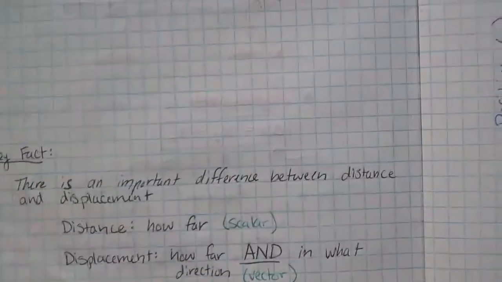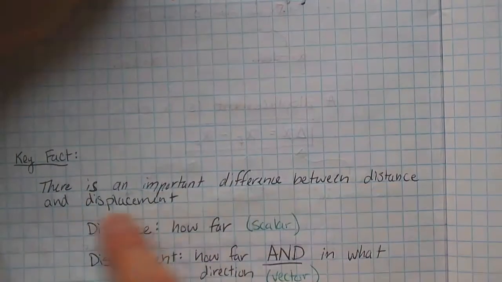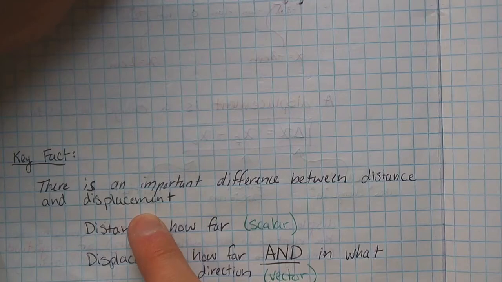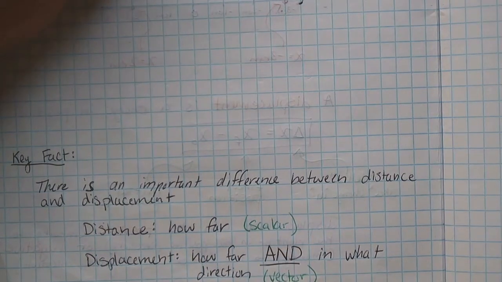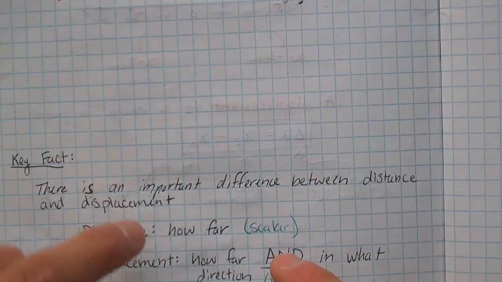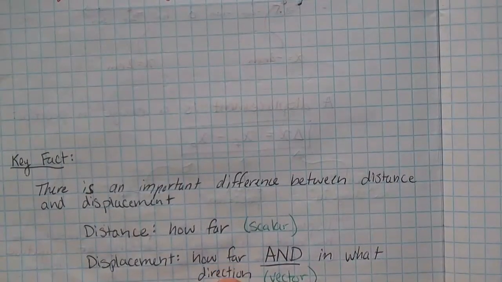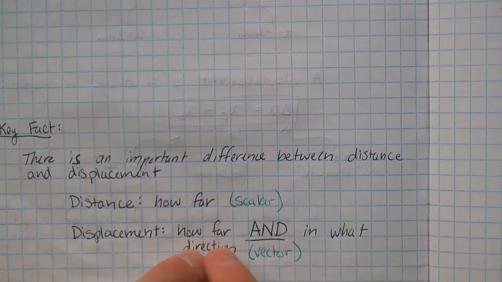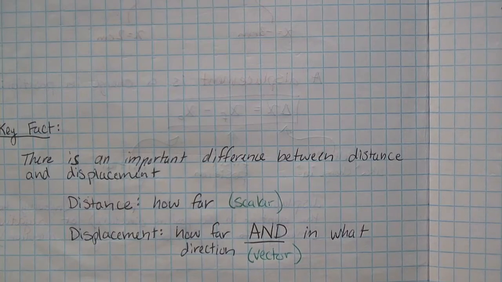The key fact here: there is an important difference between distance and displacement. So that was what we were just talking about. Distance is how far you go. That's a scalar, like the 140 from part C. And displacement is how far and in what direction. So the reason that one was 0 is because we had to take into account the fact that you drove negative 70 coming back. So that cancels out the 70 going there.